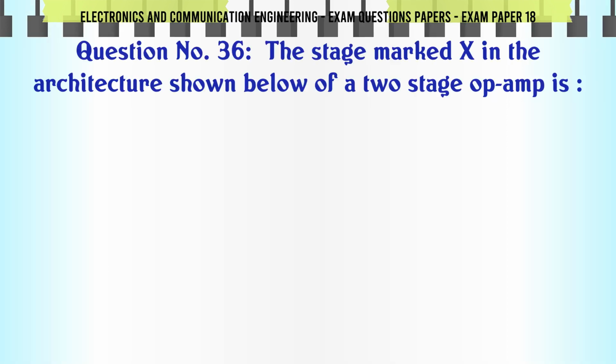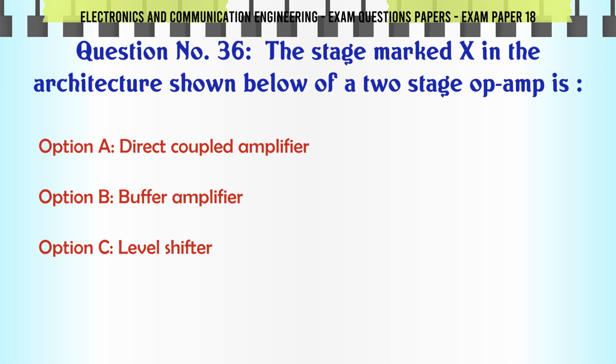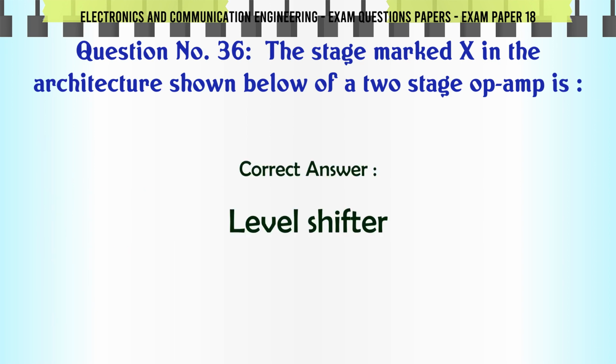The stage marked X in the architecture shown below of a two-stage op-amp is A. Direct coupled amplifier, B. Buffer amplifier, C. Level shifter, D. Blocking oscillator. The correct answer is level shifter.